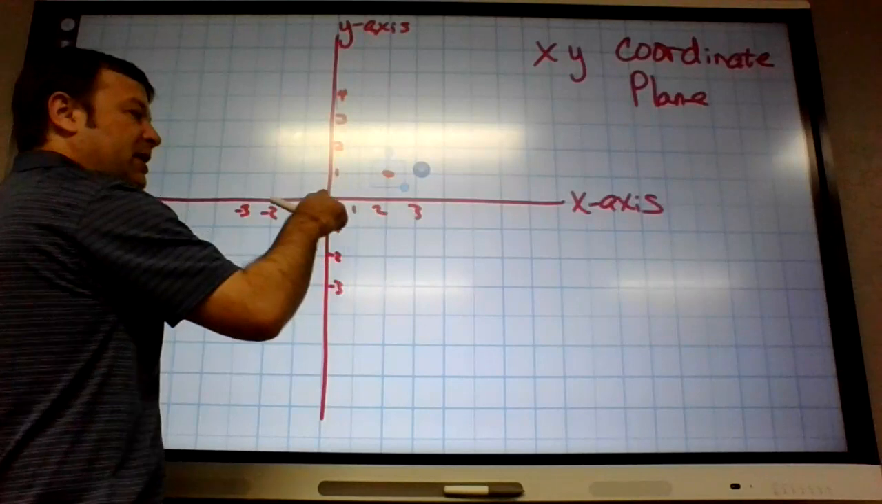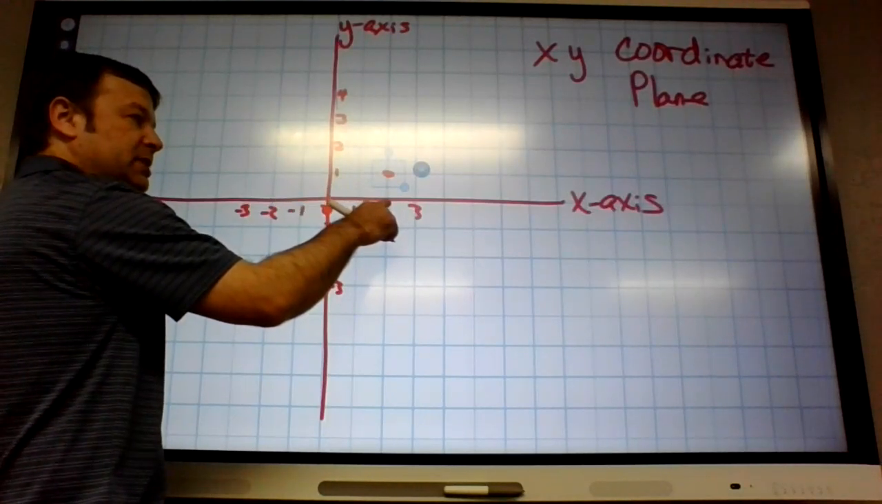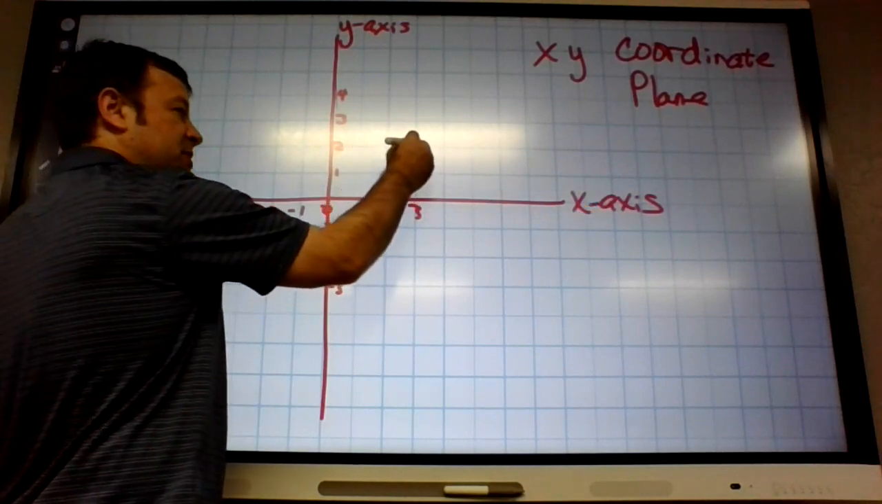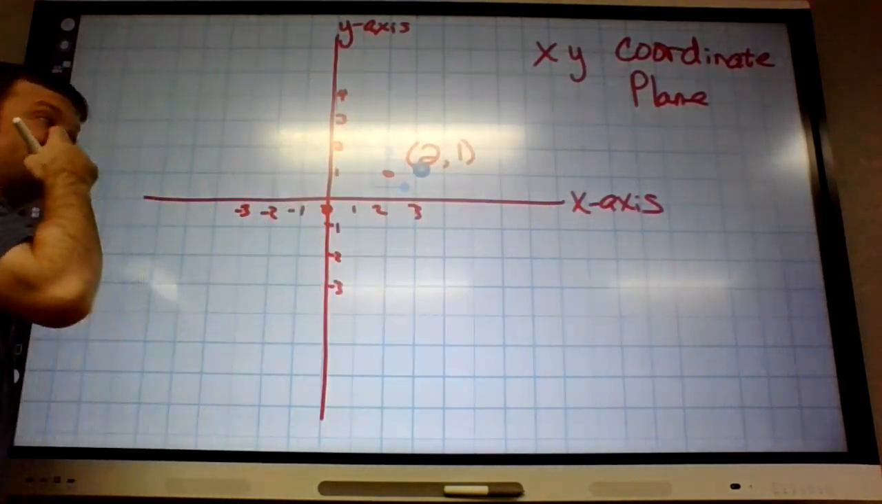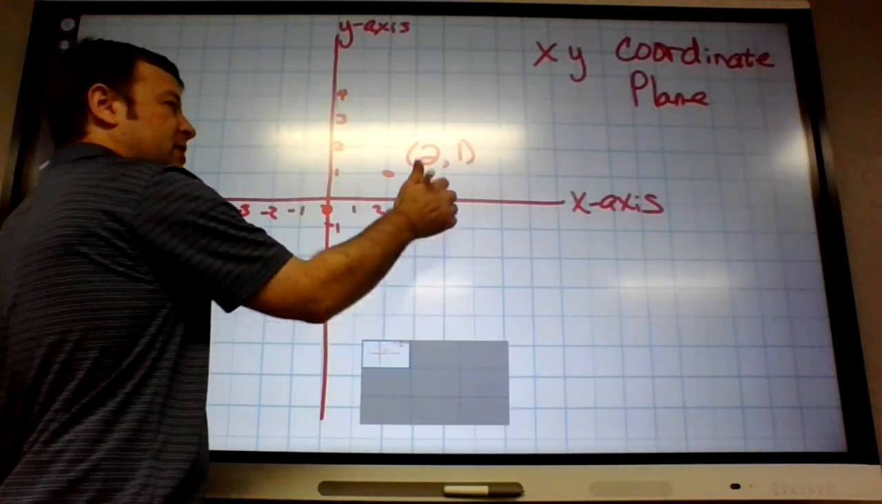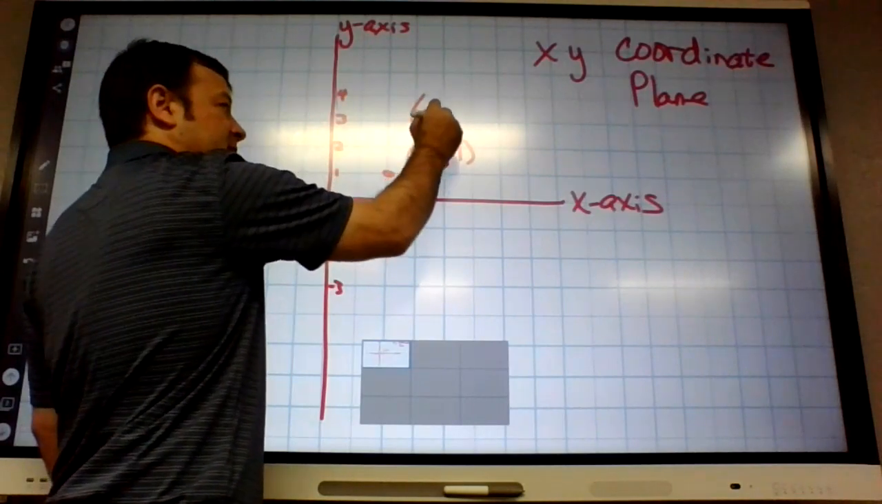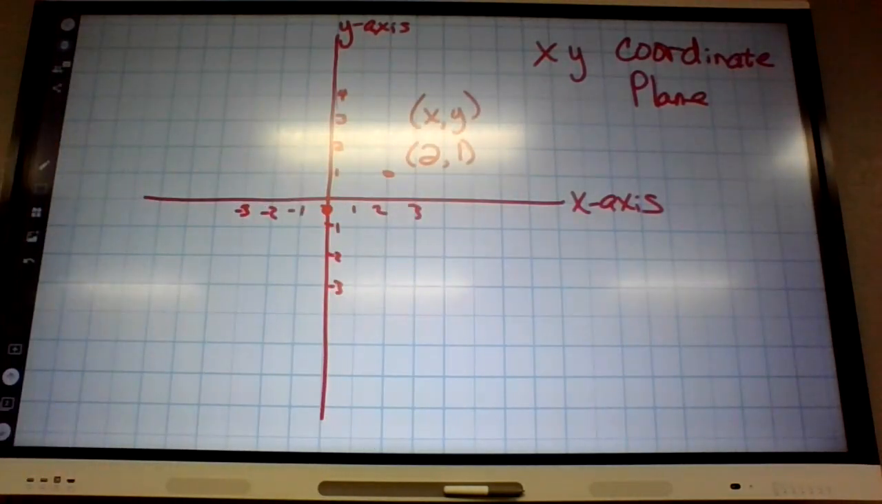So this point right here, it's right 2. You go right or left first, and it's up 1. So we say the point is at 2, 1. Those numbers are called coordinates. The x comes first, and then the y coordinate comes second. It's in alphabetical order, x, y, z.